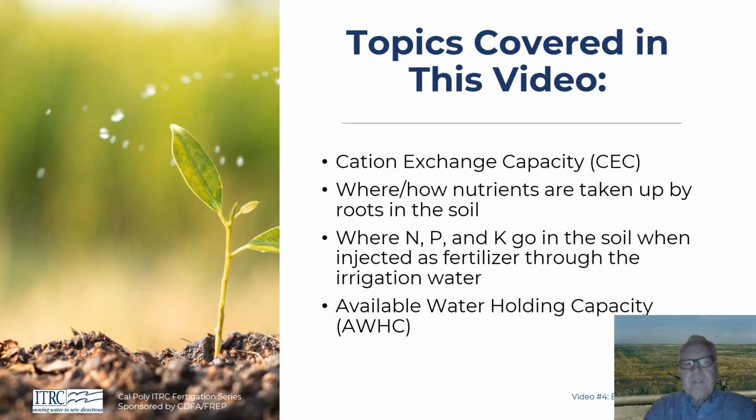So what is going to be covered in this video? It's almost like a mini soil science class, except it really gets down to what's really important for you to understand. One is the cation exchange capacity, referred to as CEC, of the soil. Next is where and how nutrients are taken up by roots in the soil. The third one is where in the world do nitrogen, phosphorus, and potassium go in the soil when you fertigate? In other words, you put them in through the irrigation water, so where do they end up? And then there's the idea of the available water holding capacity and how that influences the uptake of nutrients.